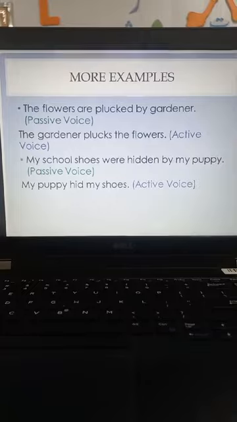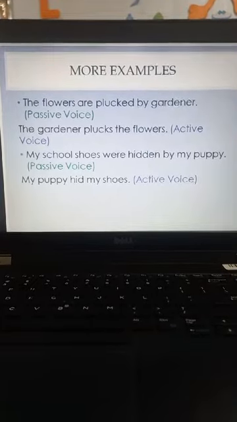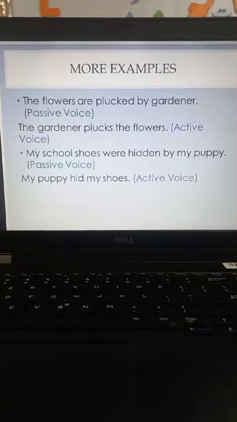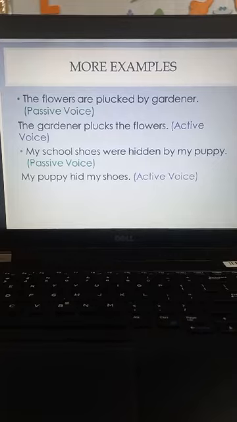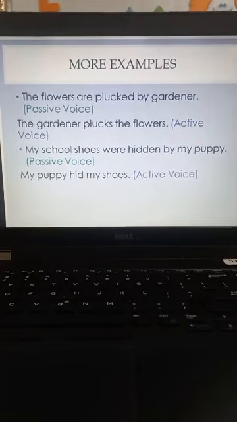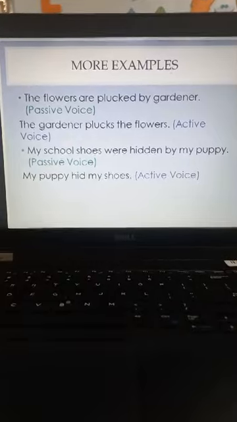Similarly, for past tense, my school shoes were hidden by my puppy. So my puppy is the subject now. Were hidden shows that it's the past tense. So we are going to use second form of verb, which is hide. Hide, hid, hidden. So hid is used here to convert it into active voice, and my shoes become the object.